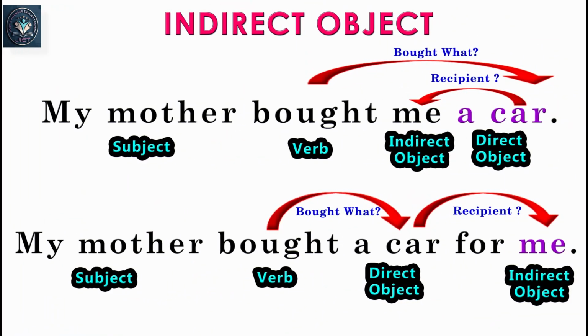See the next sentences. My mother bought me a car. My mother bought a car for me. Here also, both the sentences are conveying the same meaning. When we ask, "Bought what?" we get the answer, a car, which is the direct object. And the recipient of the direct object, a car, is me, which is the indirect object.